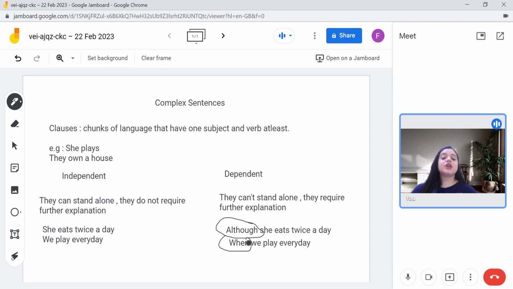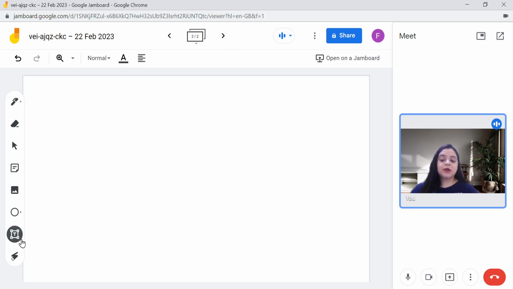Yes, you judged it right. Because of the presence of words like although and when, an independent clause is becoming a dependent one. Now you must be thinking about what these words actually are. We hardly use them, or some of you use them while you write or when you speak. Let me talk about these words we call subordinate conjunctions.